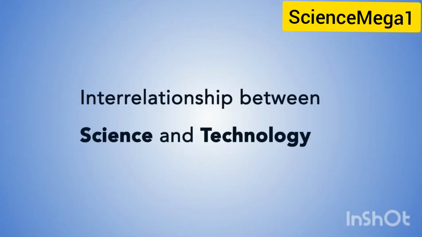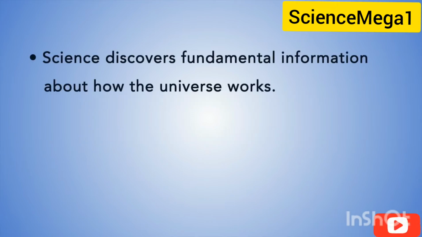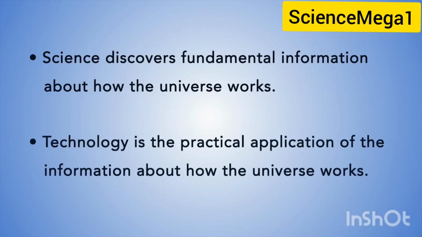Now let's focus on the interrelationship between science and technology. Science discovers fundamental information about how the universe works. Technology is the practical application of the information about how the universe works. For example, it has been discovered that energy cannot be created nor destroyed, but can be transformed from one form to another. That is the law of conservation of energy. Technology has practicalized this discovery.